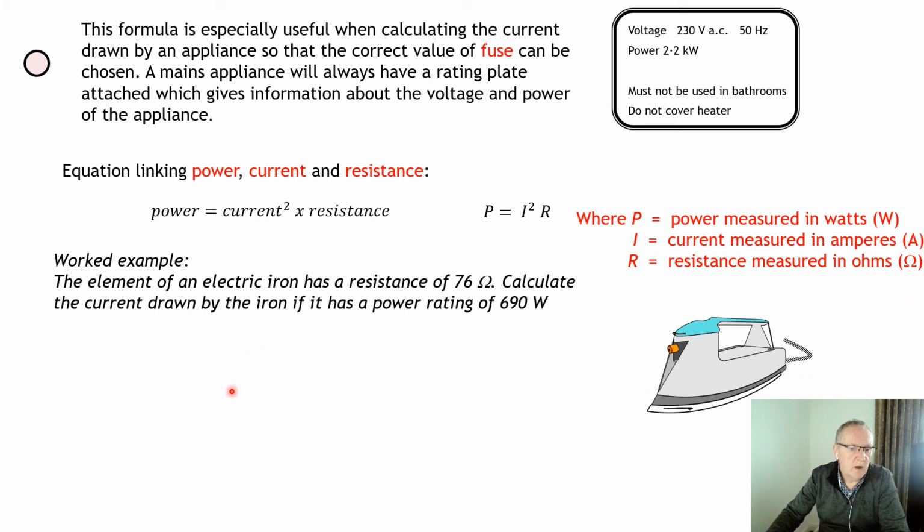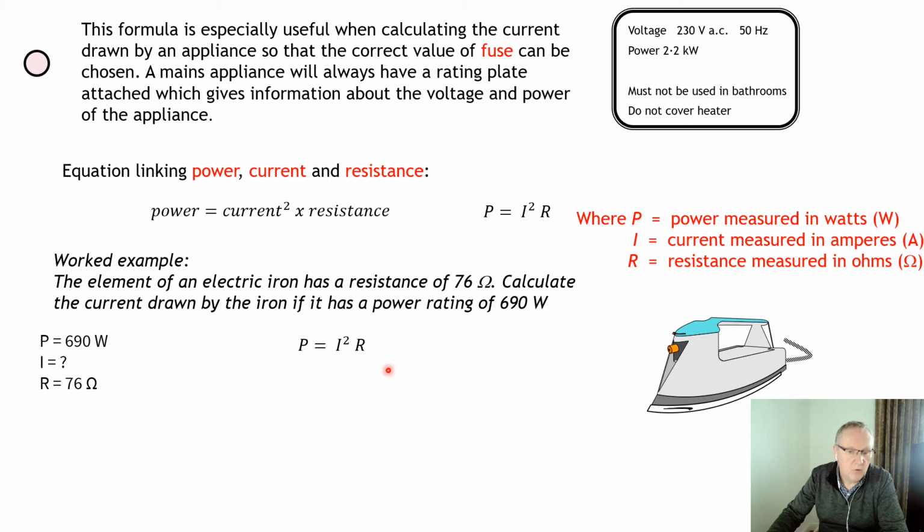Another worked example, so we've got an iron this time. The element of the iron has got a resistance of 76, and there's a power rating of 690, and this time they want to find the current. Now we've deliberately gone to a more complicated question because we want to find I, okay? So, I don't want to keep repeating myself, but I'm going to keep repeating myself. The first thing you have to do is get the information from the question, put it down with the symbols, and in this case we want to find the current, so that's the question mark. Everything else is there, but it's all in watts or ohms, so we don't need to do any conversions from kilo ohms or kilowatts, etc.